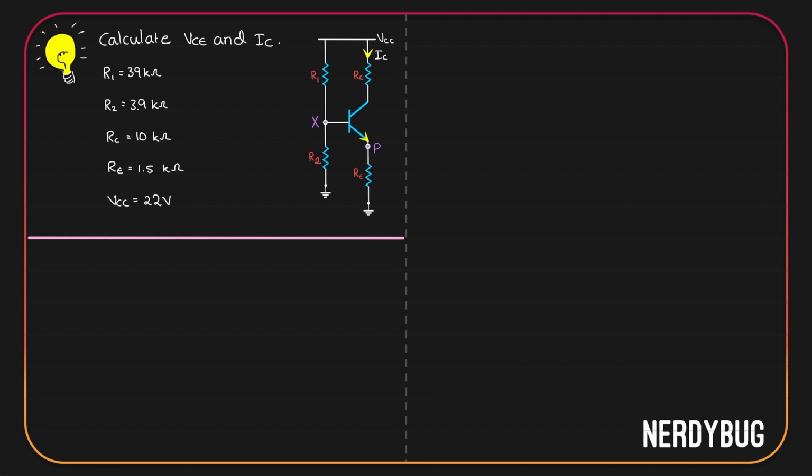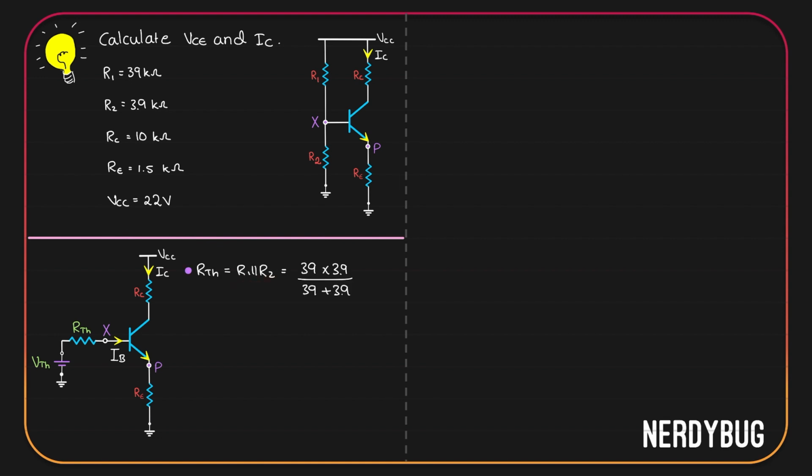will take its Thevenin equivalent. The circuit will look like this. Let's find the value of RTH first. It is R1 parallel to R2, or giving the values, we get 39 multiplied by 3.9 divided by 39 plus 3.9, and this becomes 3.55 kilo ohm.